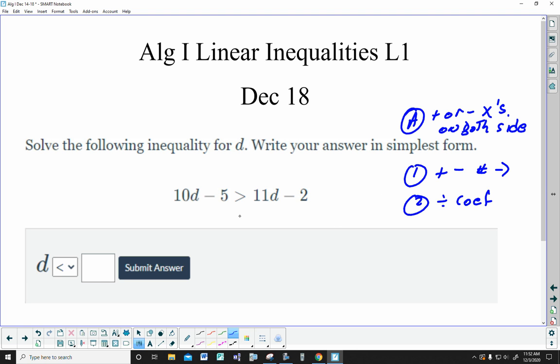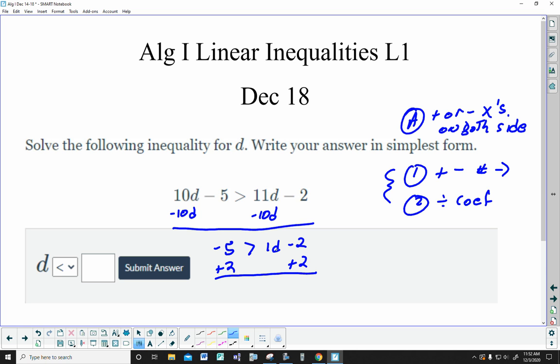Okay, so here goes. I'm going to start by subtracting the 10d. That's a d in this one, not an x, no big deal. So now I have negative 5 is greater than 11d minus 10d, which is 1d, minus 2. Now it looks just like these ones. Start by adding or subtracting the plain old numbers to the other side, from the side with the variable to the other side. Negative 3 is greater than d.